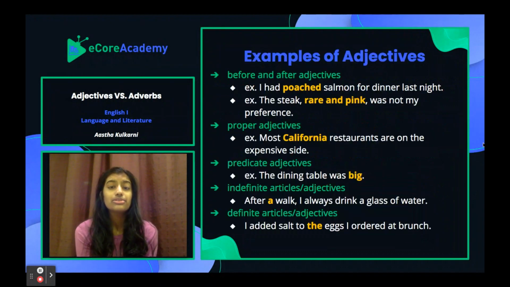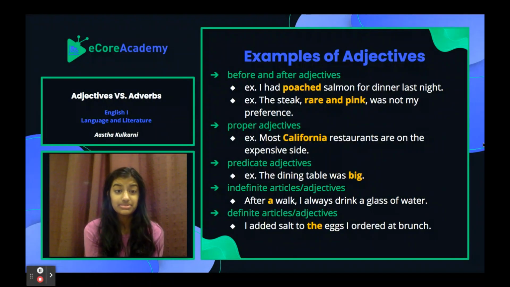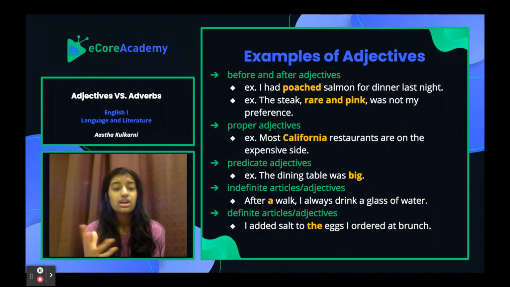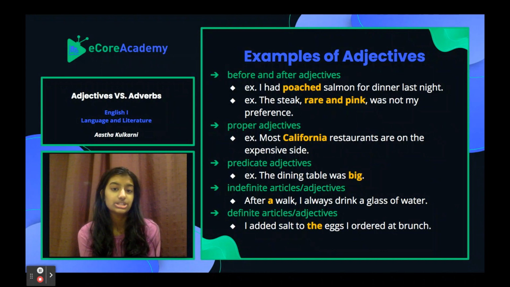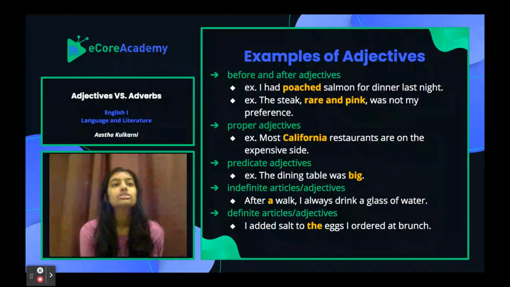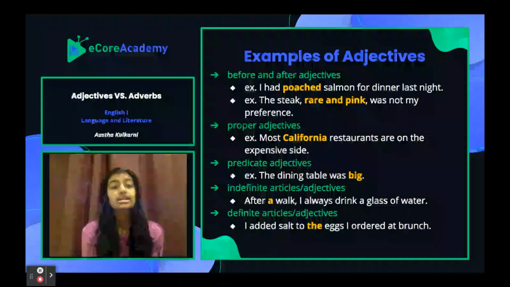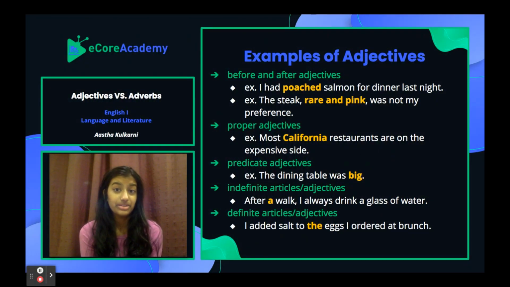So we're going to be going over 5 examples of different types of adjectives. We have before and after adjectives, proper adjectives, predicate adjectives, indefinite articles / adjectives. Those are interchangeable, but they classify as adjectives. And then the same thing with definite articles and adjectives. So before and after adjectives, it's not really a type, it's just describing, as I mentioned before, the placement of where the adjective goes. It can go before or after the modified word. So these are just 2 examples of that.